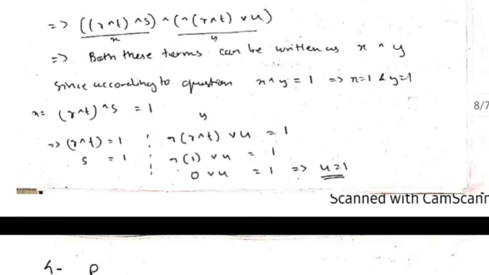Now what we have to prove is that u is true, meaning u's value is 1. That's our task, right? So what we'll be doing is considering that the final value of both these terms is 1. Since an AND gate is used, both of these values should be 1. X and y both are 1. Now considering x, what we have is r and t and s. So r and t and s both values should be 1. So r and t is 1, s is 1.